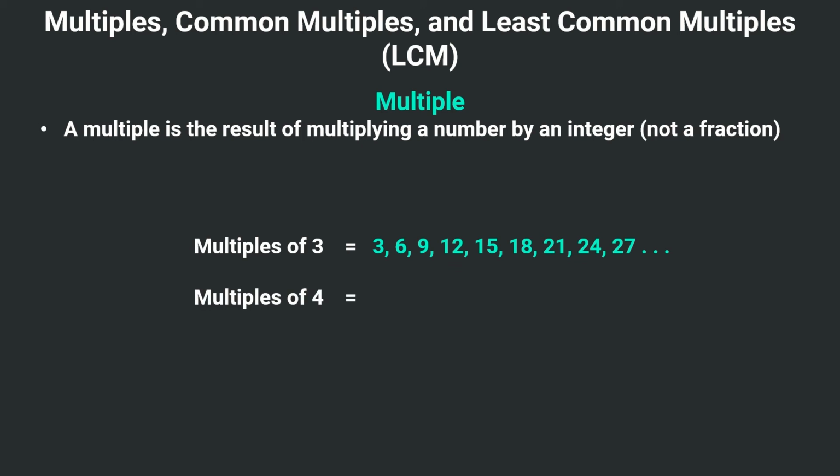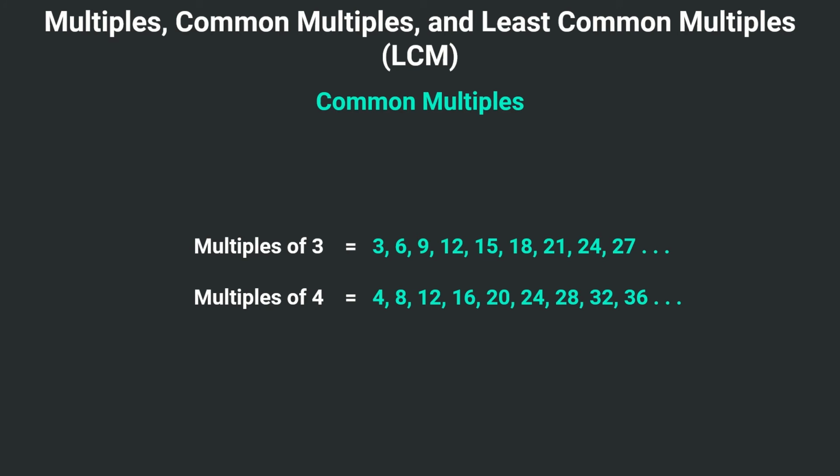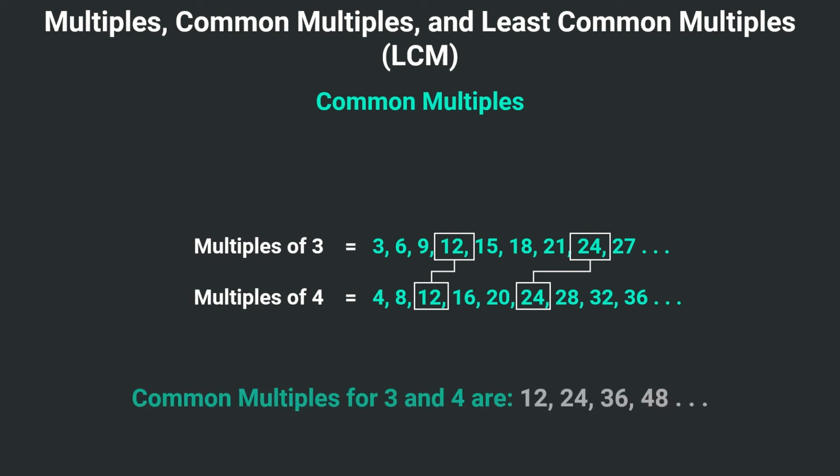Similarly, if we talk about the multiples of 4, these are 4, 8, 12, 16, 20, 24, 28, 32, 36, and so on. Now if we talk about common multiples, these are the multiples which are common for two or more numbers. For example, for 3 and 4 we have 12 in common and 24 in common, and similarly as this series goes on we will have more common numbers among both the multiples. So the common multiples of 3 and 4 are 12, 24, 36, 48, and so on.